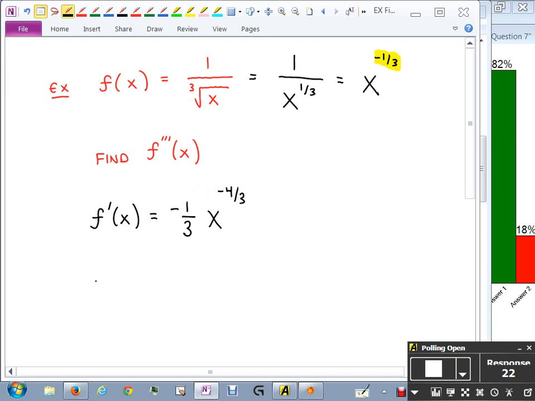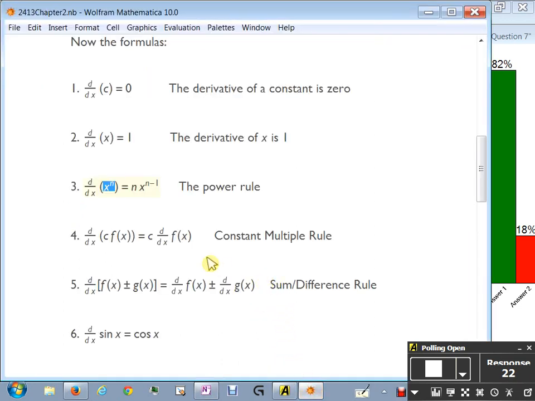The only question that still remains is how do you handle the fact that you have a number in front of this? But I thought that the derivative of a constant was 0. But I have an x with it. Okay, so there's another rule that we need to be aware of. It's called the constant multiple rule.